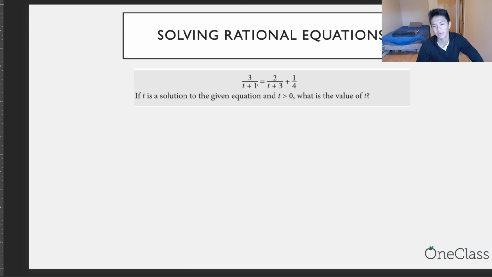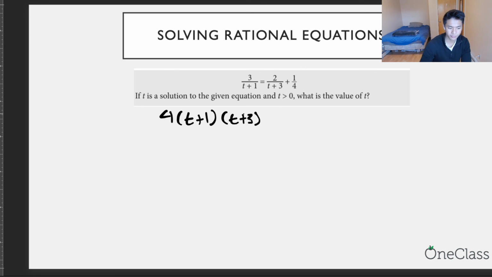What we can see here is t plus 1 is one denominator, t plus 3 is a second denominator, and 4 is a third denominator. What is a common denominator between all three of these? It's going to be 4 times t plus 1 times t plus 3. If we multiply every single fraction by this term on both sides of the equation, then we would be able to solve this a lot more easily. And that's exactly what we're going to do.